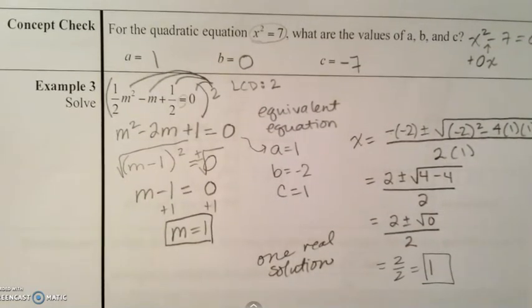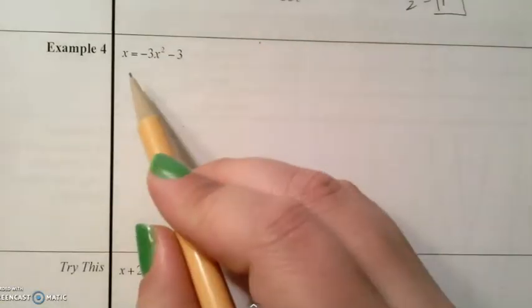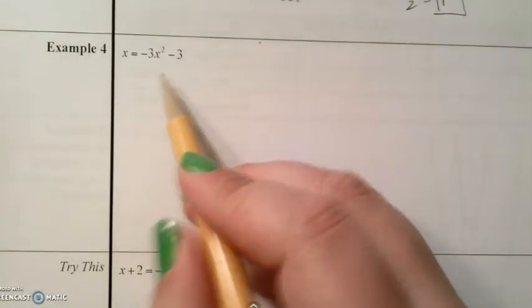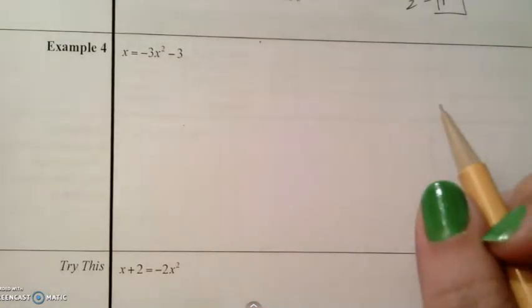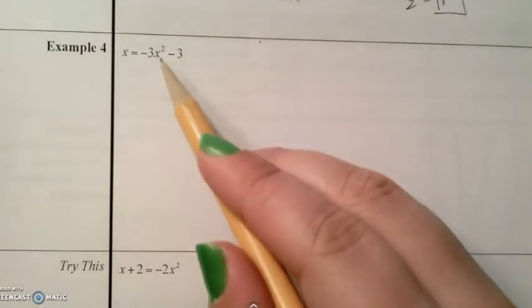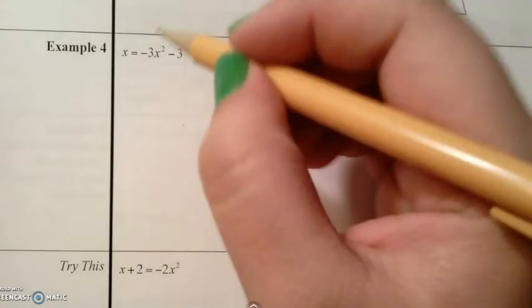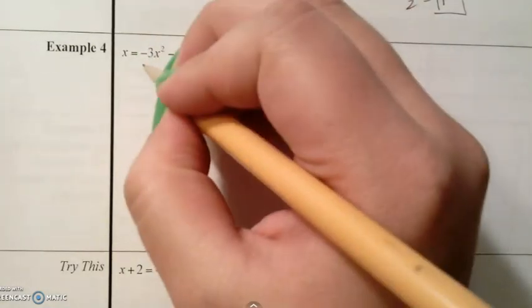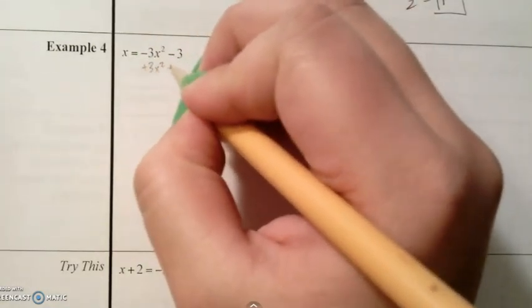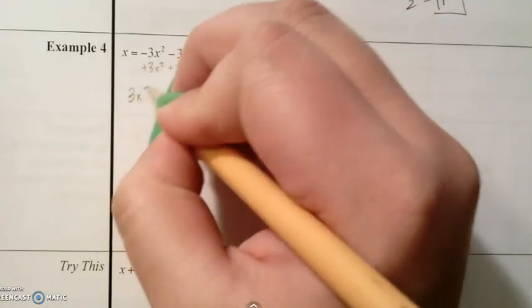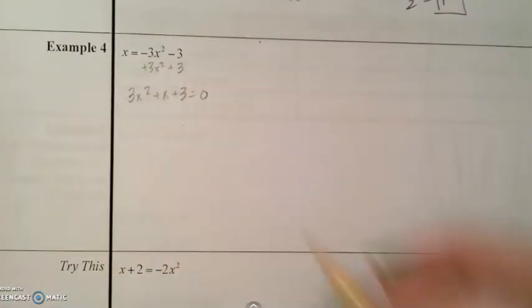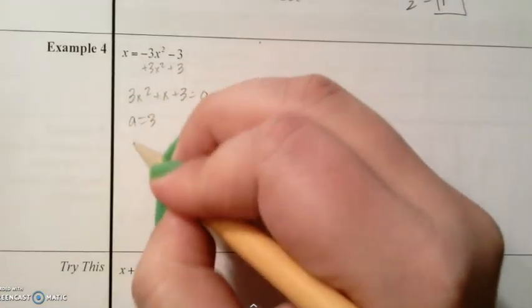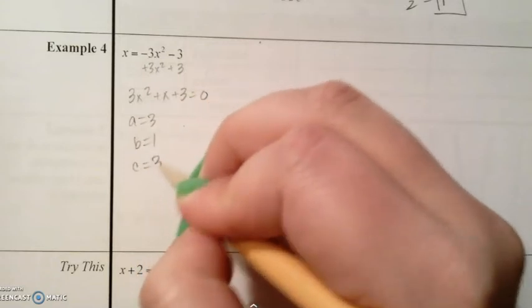Let's go ahead and look at example 4. All right, in example 4, again, we have our terms out of order, but we don't have any fractions here. So what we need to do is put this into standard form. It's nice when our leading term is positive, so let's move everything over to the left-hand side. Plus 3x squared plus 3. So we have 3x squared plus x plus 3 equals 0. So then a is 3, b is 1, and c is 3.